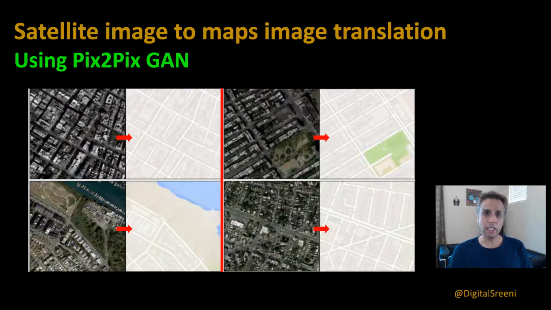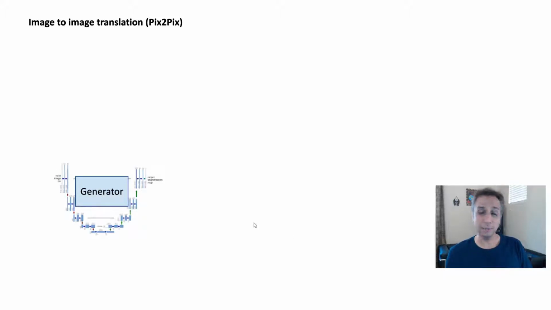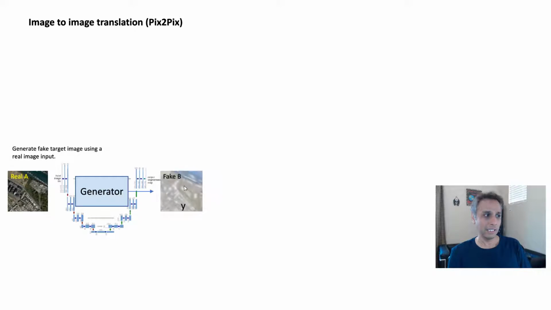Just a quick review. In case you haven't watched the previous video, I definitely want you to go back, because then it makes more sense when we go through the code later on. At a high level, you have a generator. In pix2pix, the generator is a U-Net that takes in a real image and generates a fake image, and in this case we want that to look like a maps image.